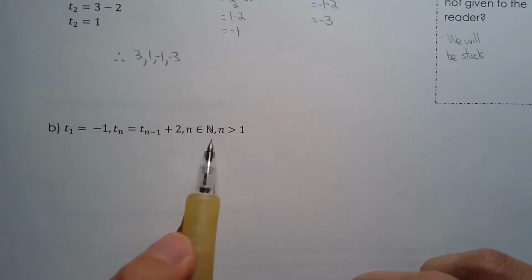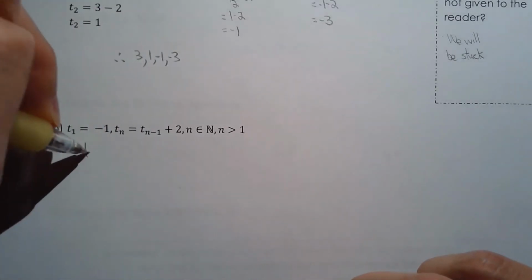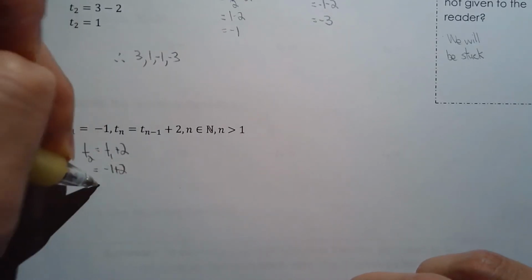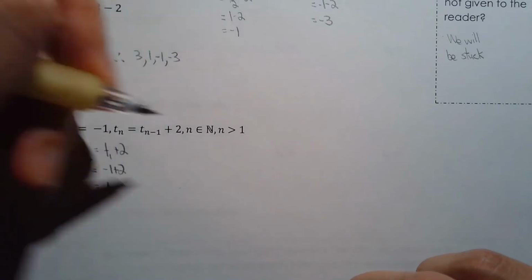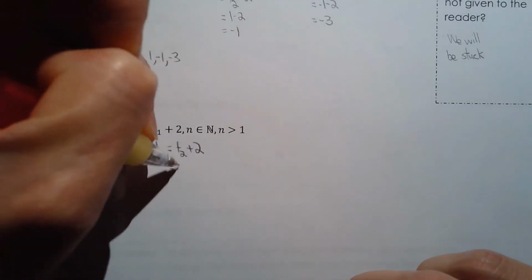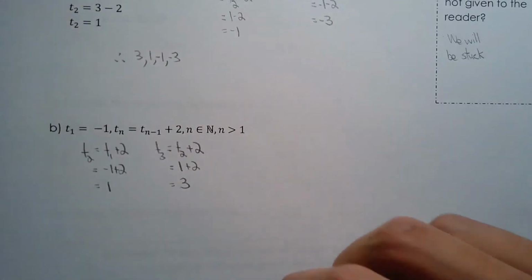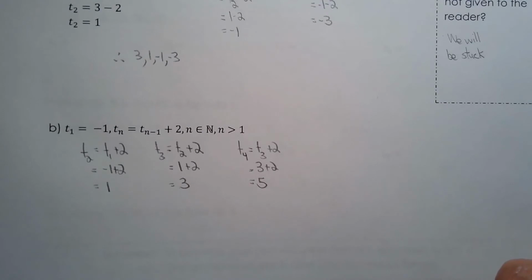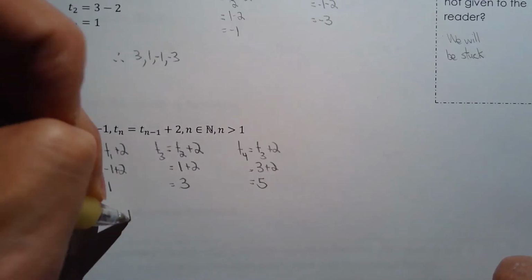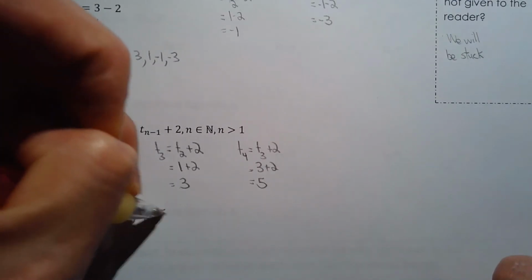All right, so the second term is the first term plus 2. Luckily, I know what the first term is. It's -1, so -1 plus 2 is 1. The third term is the second term plus 2. And luckily, I know what the second term is. And lastly, we have to find the fourth term, which is the third term plus 2. And the third term is 3, so the fourth term is 5. So now I can tell what the first 4 terms are. -1, 1, 3, 5.